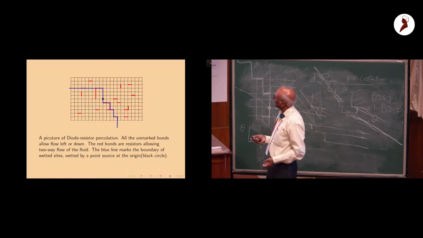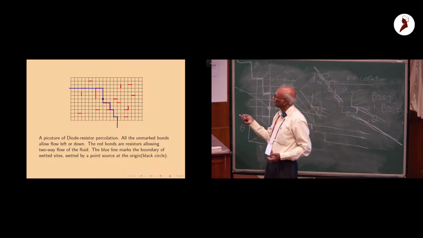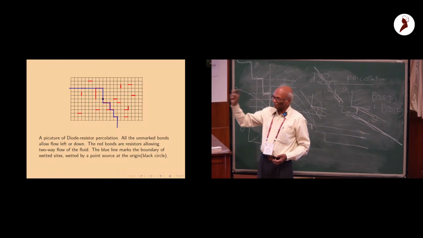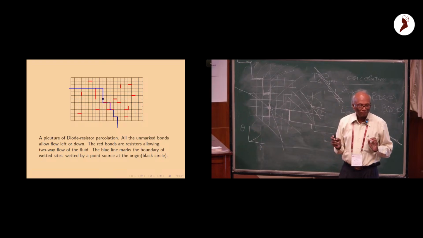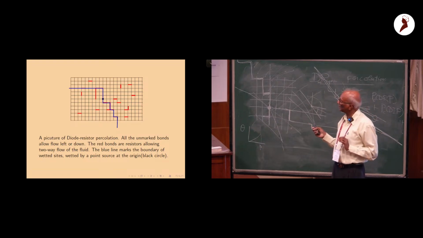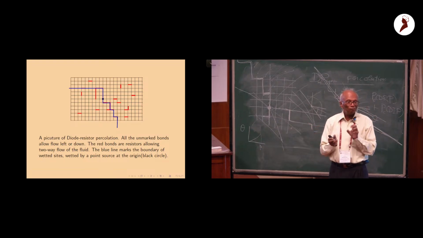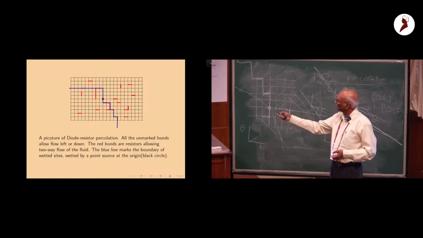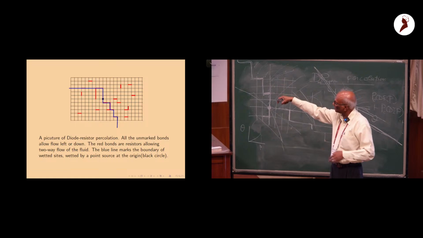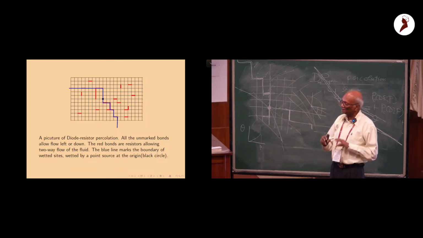Okay. And so this was a picture I drew. Here the diodes allow leftward and downward flow only in this picture. And the resistors are only the red bonds, which allow two-way flow. So when I started here, I could go up to here, but because of these resistors, I could go to the left, and the wetted cluster is everything which is below the dark blue line.